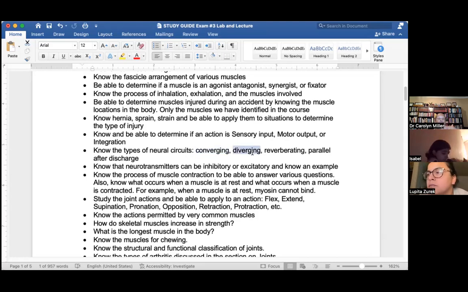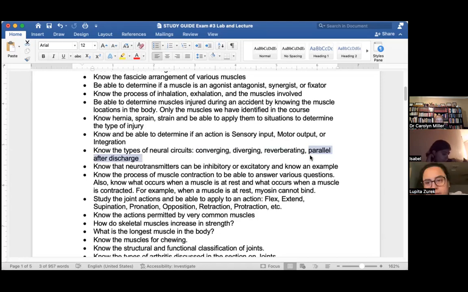Diverging is the type of neural circuit we use most often. You have one input, one axon that's transmitting through a lot of axons to arrive at the destination. So one to many is diverging. Many to one is converging. Reverberating: sleep, wake, sleepwalk, just walking, sleep, wake up, any repetitive cycle, reverberating. And then parallel after discharge are those exacting procedures like surgery, or in a particular profession, nursing, PT, etc.